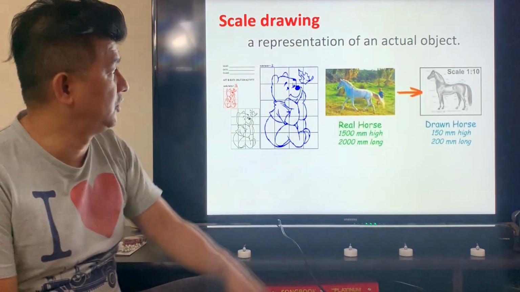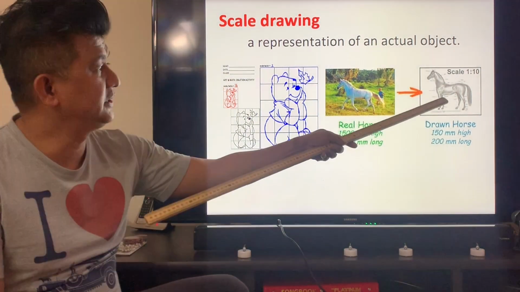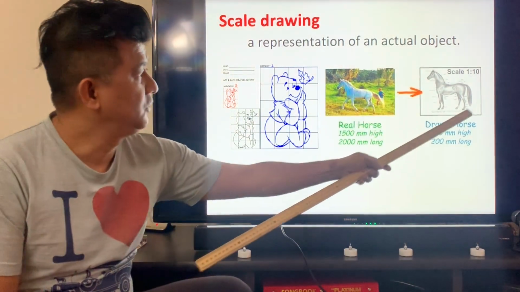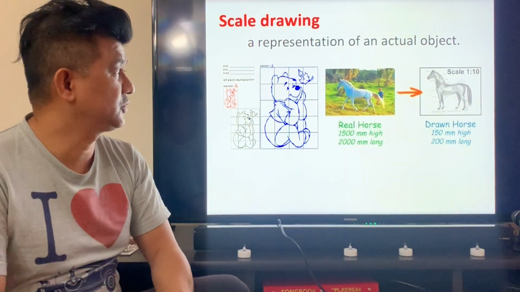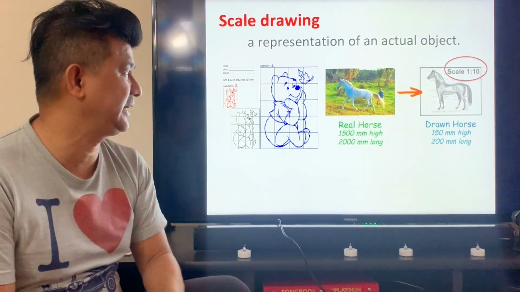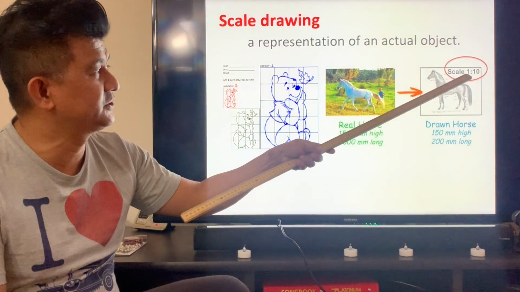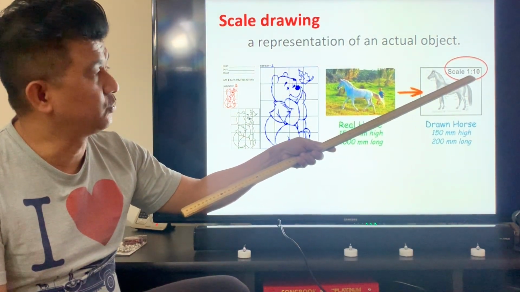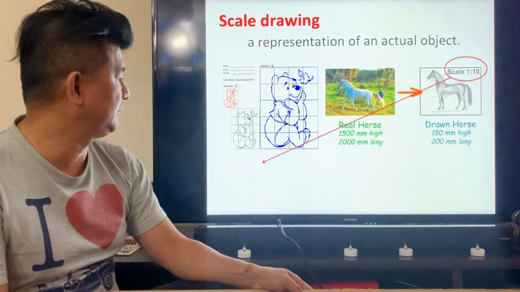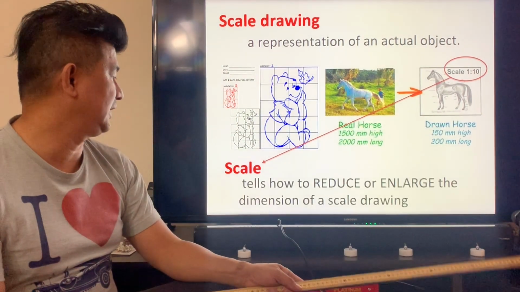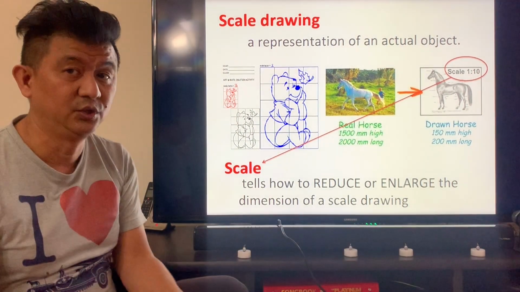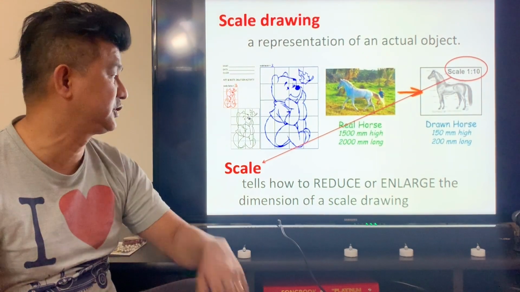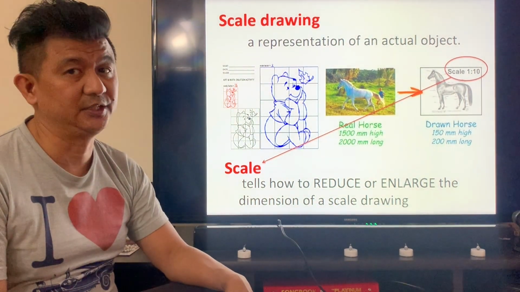You could also draw a horse into an illustrated horse this way, but also with a scale though. What is a scale then? The scale is that number you see there. It is a ratio, and that represents the scale. The scale tells how to reduce or enlarge the dimension of a scale drawing.